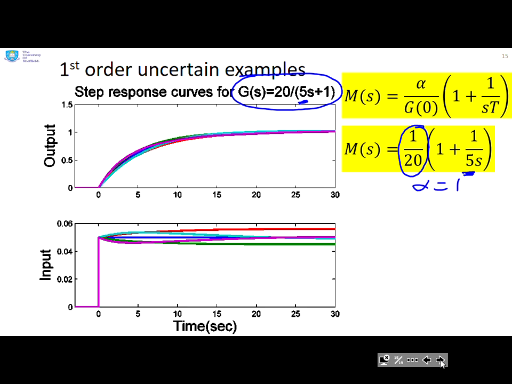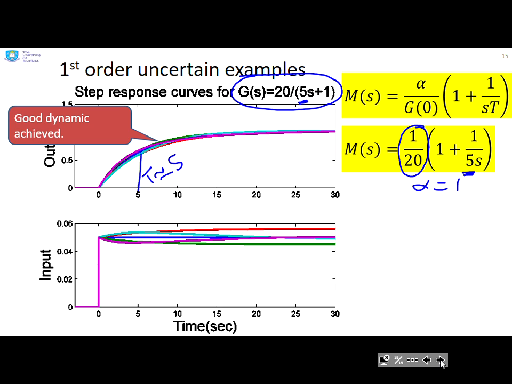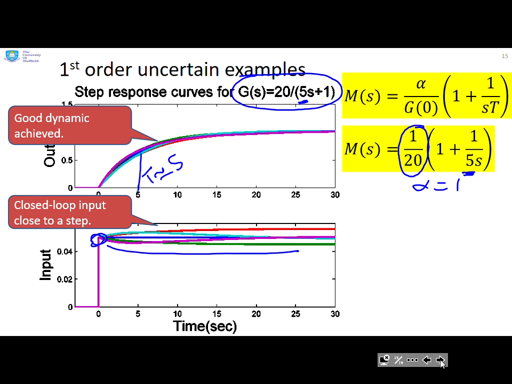Now, if you look at these closed loop responses, what do you notice? We've got a nice smooth dynamic. The time constant T is indeed approximately close to 5, and this is the closed loop time constant. And also, if you look at the inputs, you'll see that the input pretty much goes straight to the steady state and stays there. So you're neither over-actuating nor under-actuating.